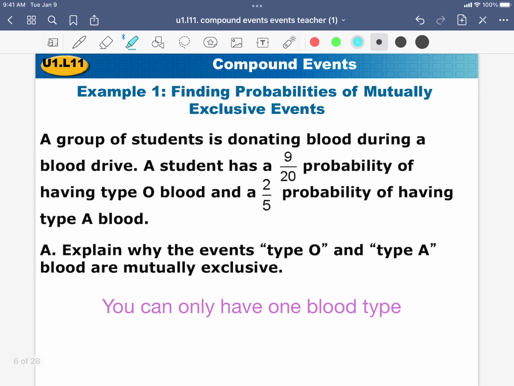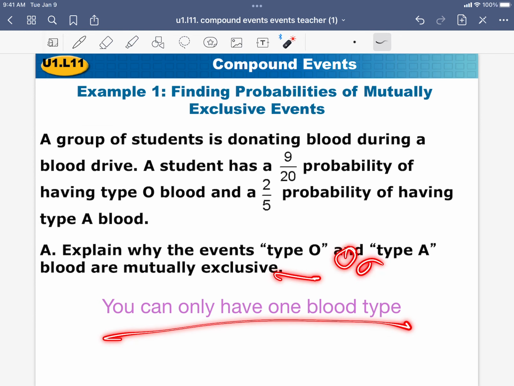A group of students is donating blood during a blood drive. A student has a 9 out of 20 probability of having type O blood and a 2/5 probability of having type A blood. Explain why the events type O and type A blood are mutually exclusive. They are mutually exclusive because you can only have one blood type. You either have type O or type A, but not both.